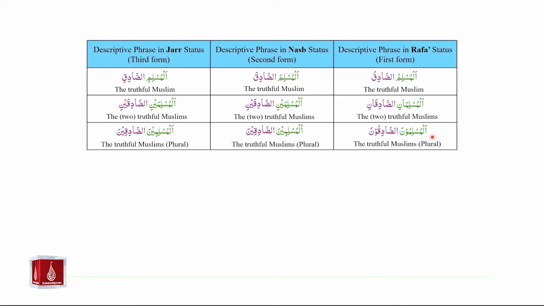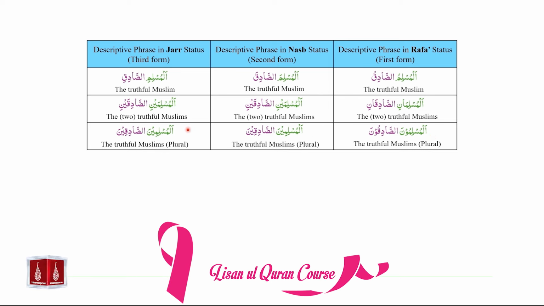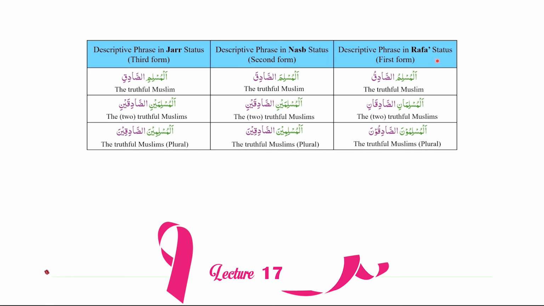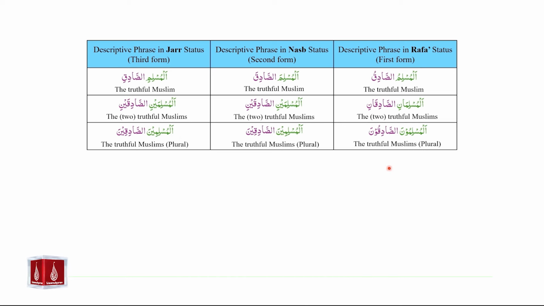Al-muslimuna sadiquna, al-muslimina sadiqina. Here we will focus on the una and ina ending sounds. Una ending sound indicates Rafa status. Ina ending sound indicates nasab or jar status. Al-muslimuna sadiquna means the truthful Muslims, referring to the plural number. Al-muslimina sadiqina also means the truthful Muslims.